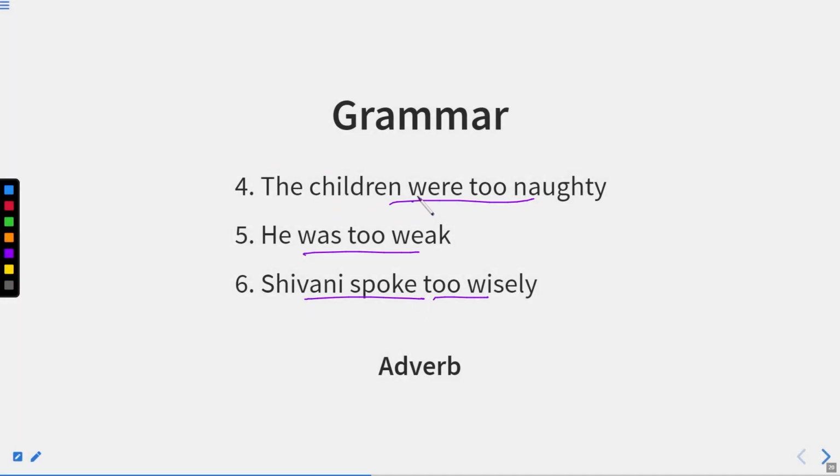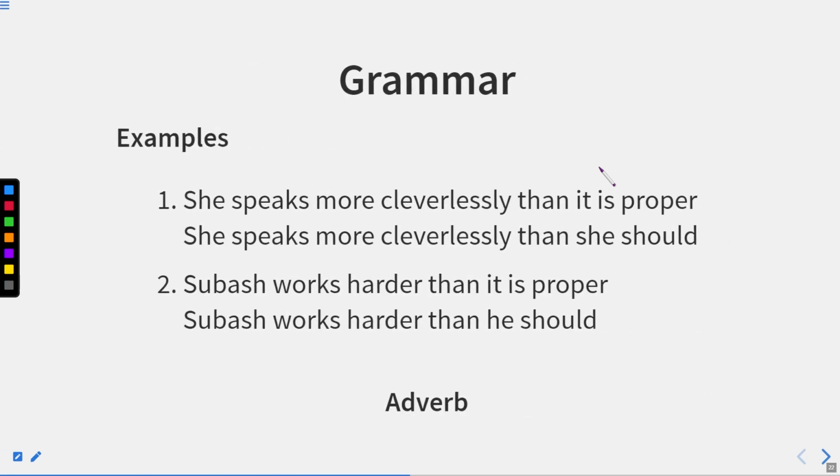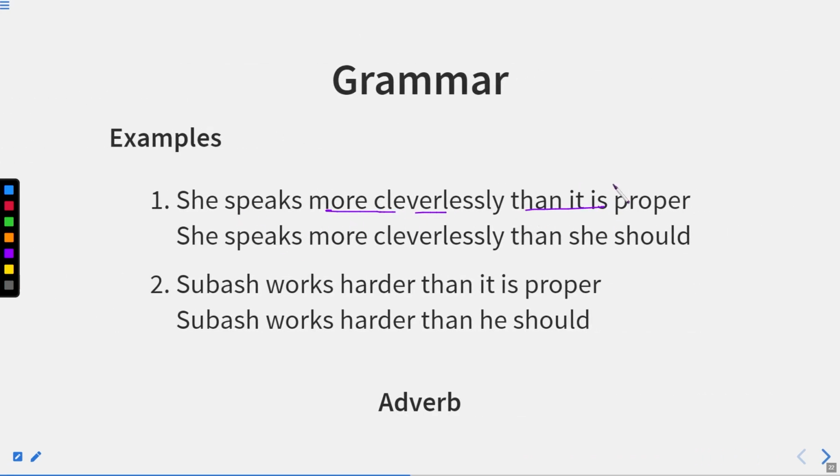as we wrote, the children were too naughty, so this was the sentence, this is fine. But if I have to remove this to from here, what I can do, that subject plus verb plus comparative degree of adjective or adverb, then it was or proper. So I can use this structure that will change the structure of the sentence, that will remove the word to, but that will not change the meaning of the sentence. How? Let us discuss. She speaks more cleverlessly than it is proper. She speaks more cleverlessly than she should.